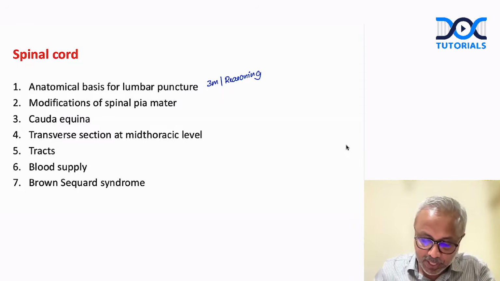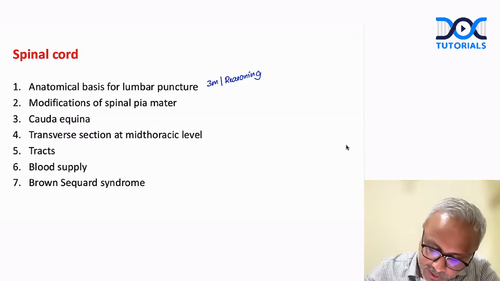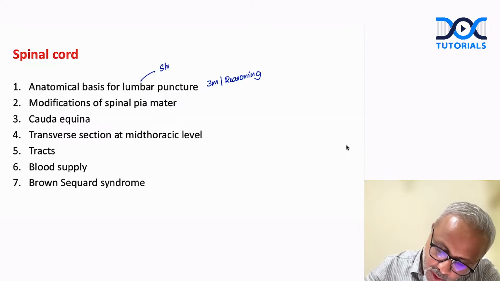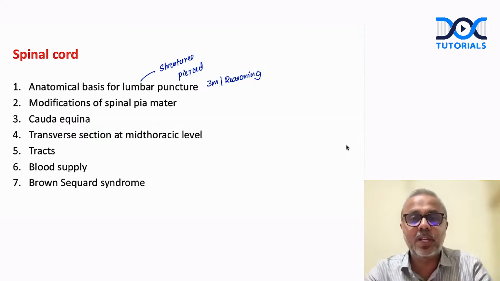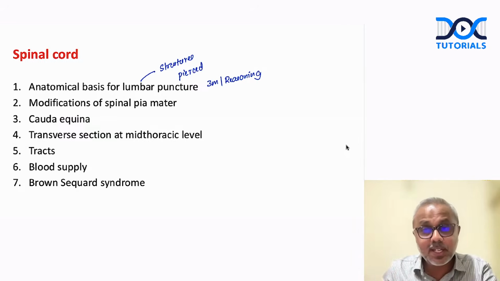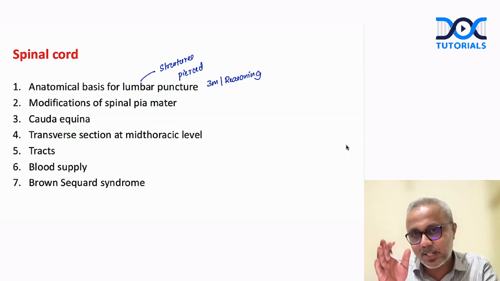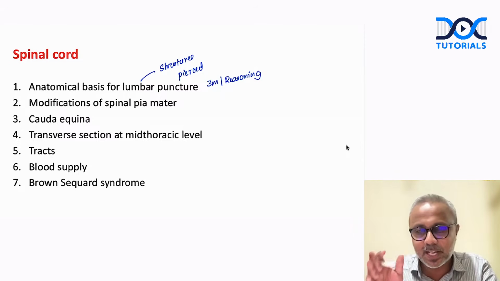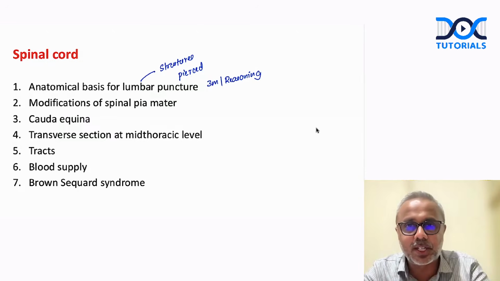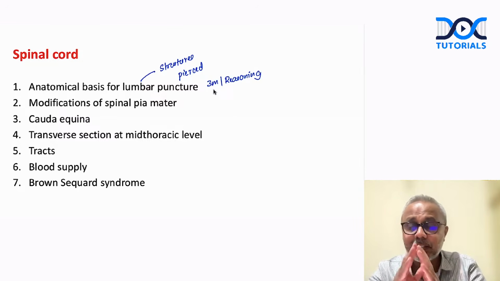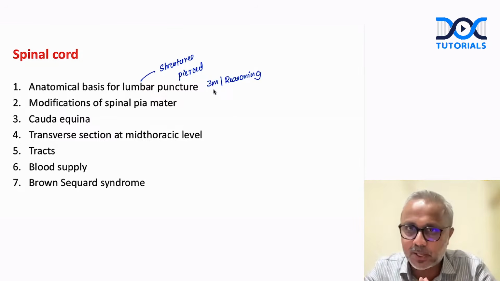Then along with this anatomical basis for lumbar puncture, they can also ask you regarding what are the structures pierced, right? The structures that are pierced during lumbar puncture, starting from the skin, the superficial fascia, the supraspinous ligament, the ligamentum flavum, the dura mater, arachnoid mater. So you should be able to list the structures pierced during the lumbar puncture in order. Done? So this is the first and the most important thing in spinal cord.